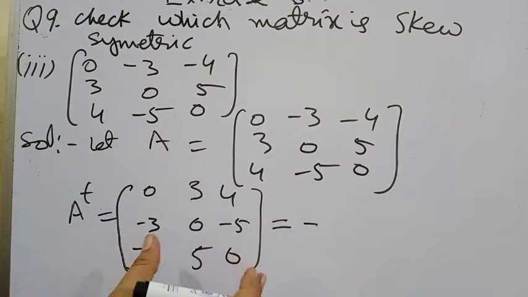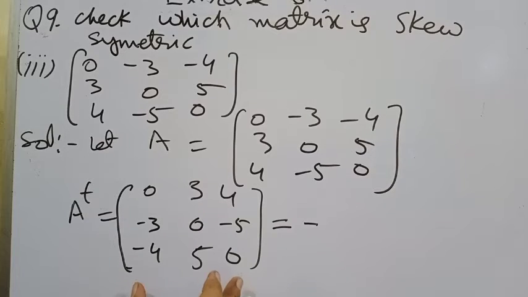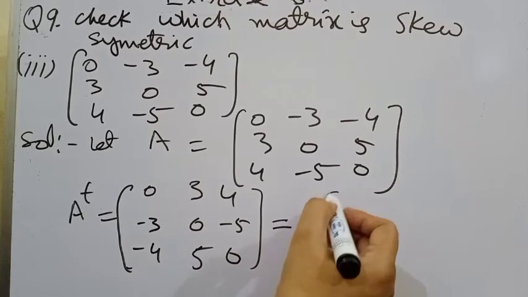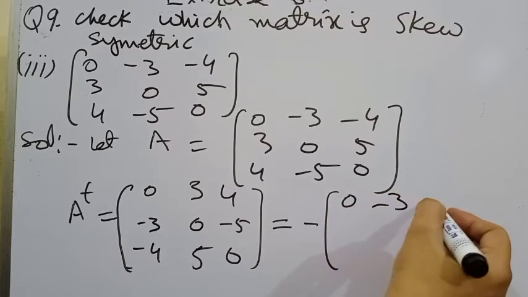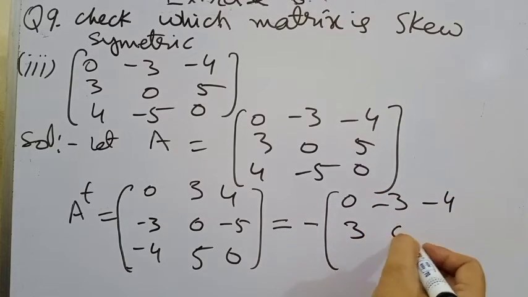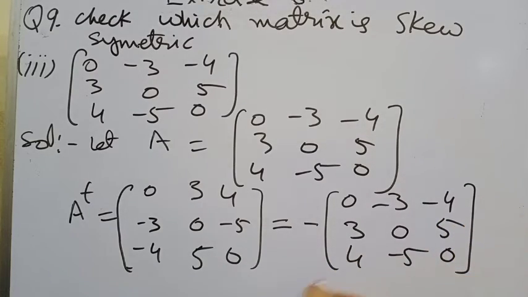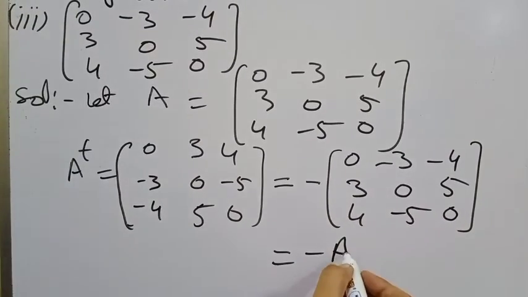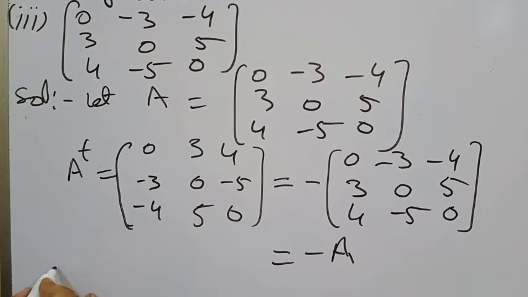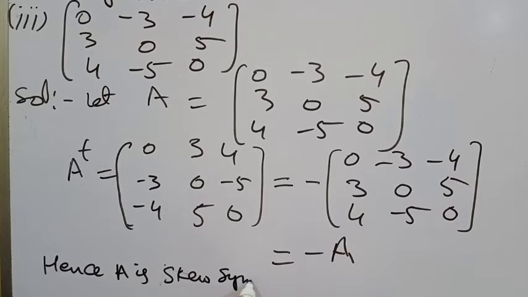We observe that when we multiply this with a minus sign, we have 0, minus 3, minus 4, 3, 0, 5, 4, minus 5 and 0, and this is equal to minus A, and we say that, hence, A is skew symmetric matrix.